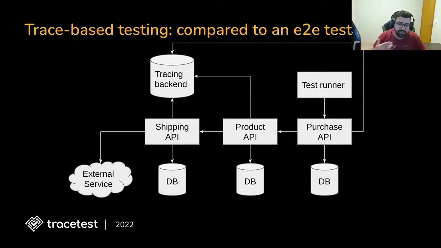Nice, that's great. Now we know what's happening because we have the trace, we have the blueprint of the entire operation. The last part of trace-based testing is fetching the trace and executing assertions. So that's exactly what we're doing. We are going to get the trace from the tracing backend, and we are going to run all the assertions that we have against it.